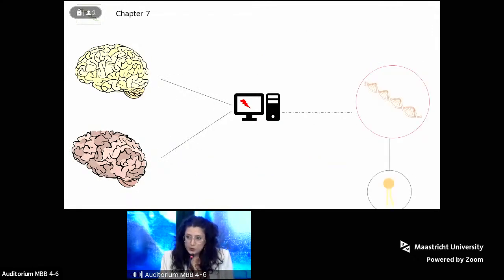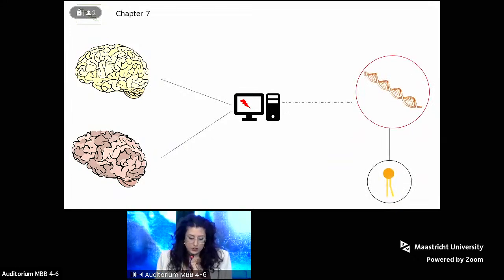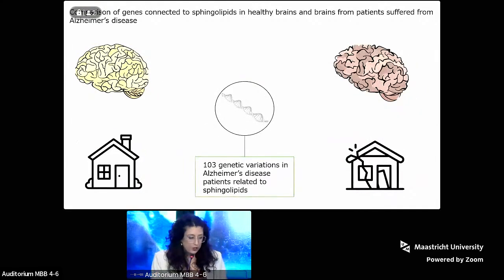So in Chapter 7, we wanted to investigate whether there were some genetic variations or epigenetic changes in genes connected to sphingolipids, and the differences between the genes related to sphingolipids in the brains of Alzheimer's disease patients and healthy controls. When we compared genes connected to sphingolipids in healthy brains and in brains from patients suffering from Alzheimer's disease, we demonstrated 103 genetic variations related to sphingolipids in Alzheimer's disease patients compared to healthy controls.